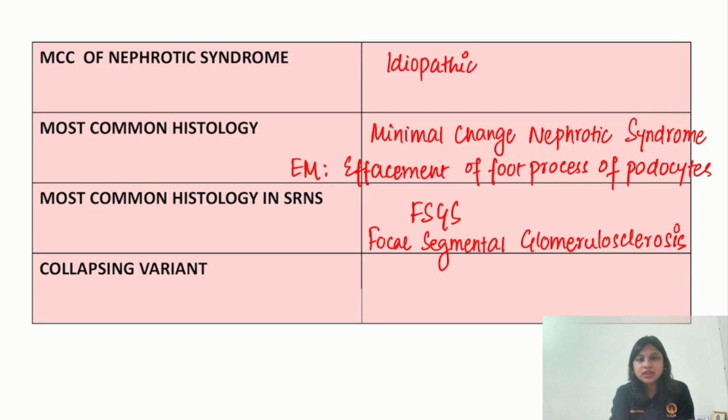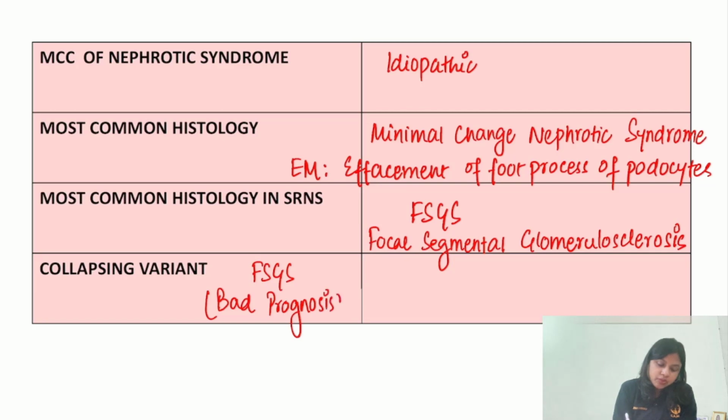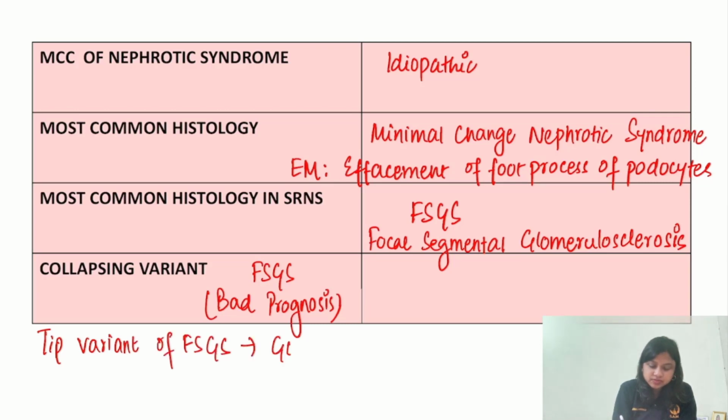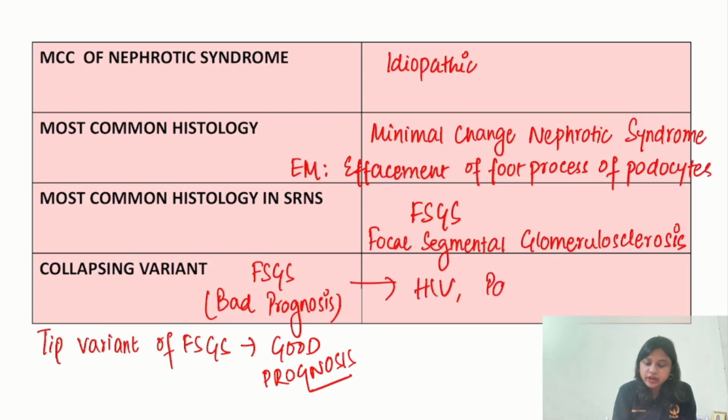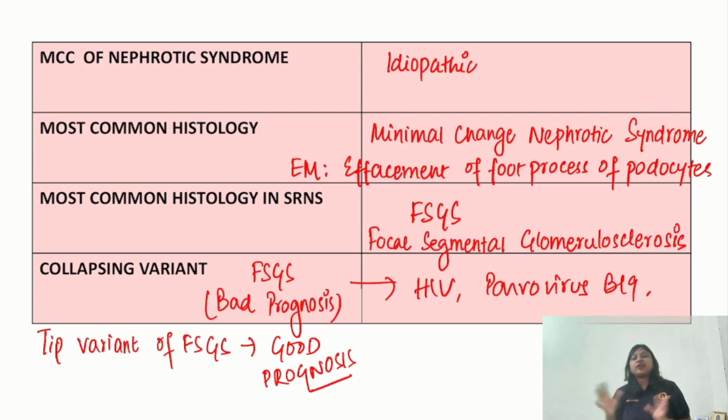And what is collapsing variant? Collapsing variant of FSGS is bad prognosis. Remember, tip variant of FSGS is associated with good prognosis. So collapsing variant you're going to get in HIV and parvovirus B19. Even if you forget parvovirus, you need to remember HIV, because most common renal finding in HIV, this is a very common question asked, the answer will be collapsing variant of FSGS.